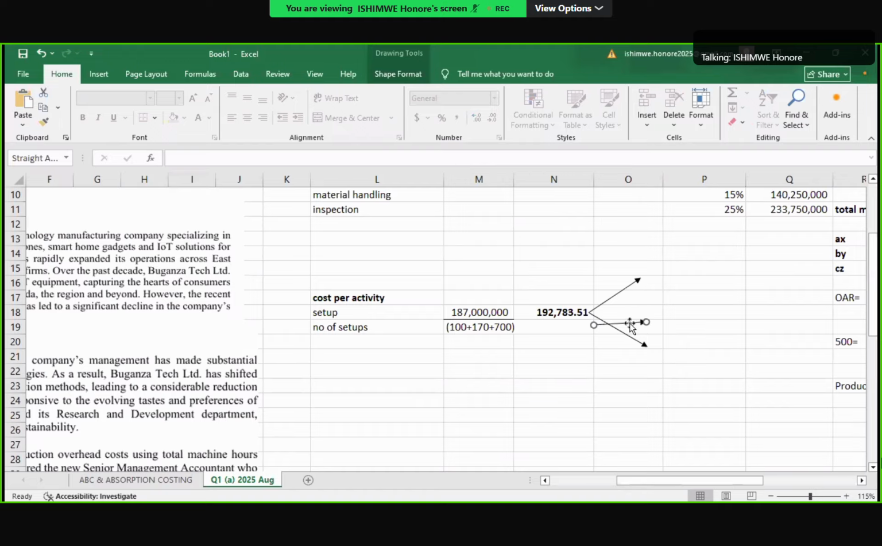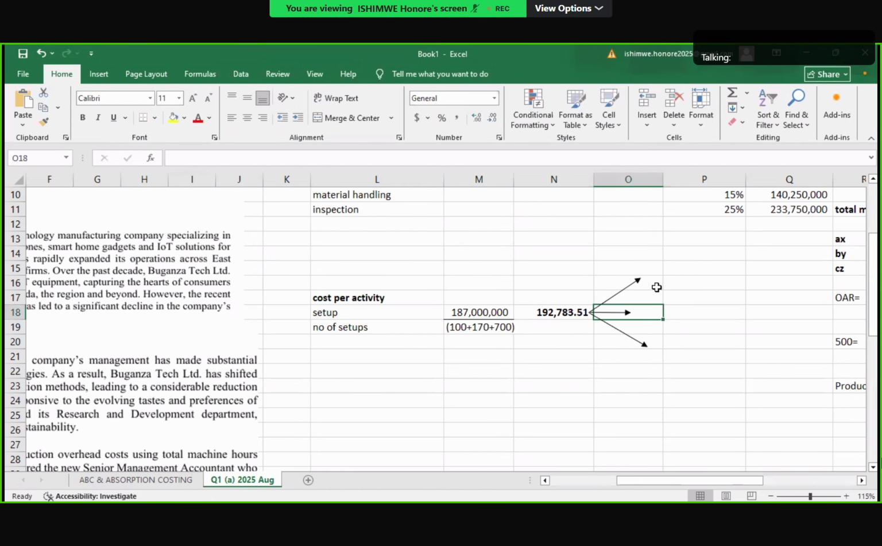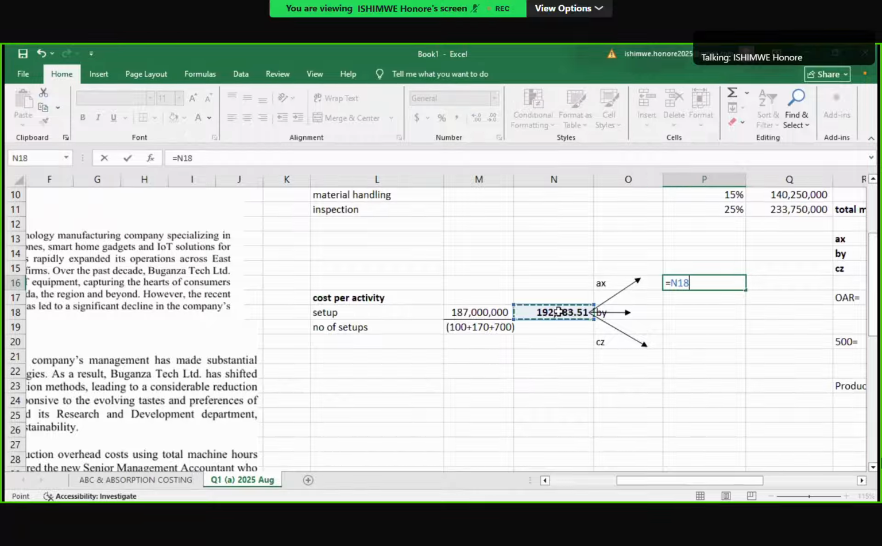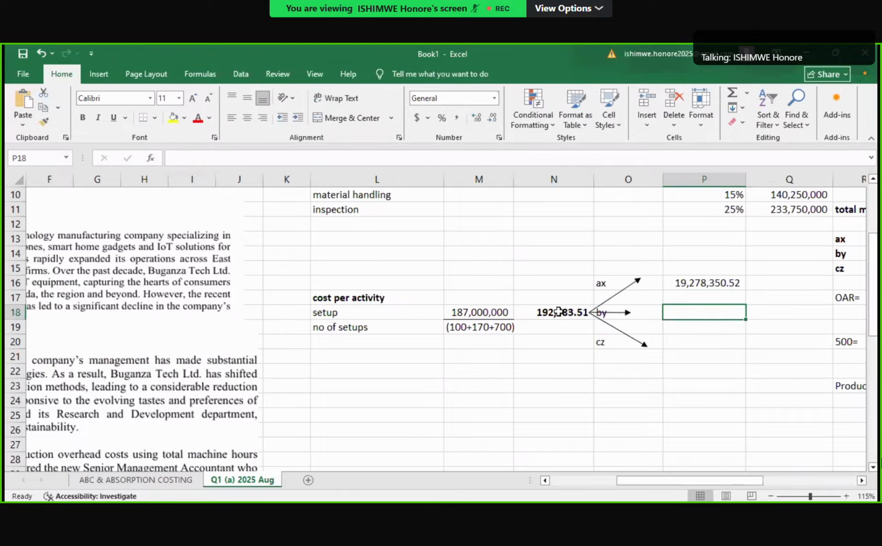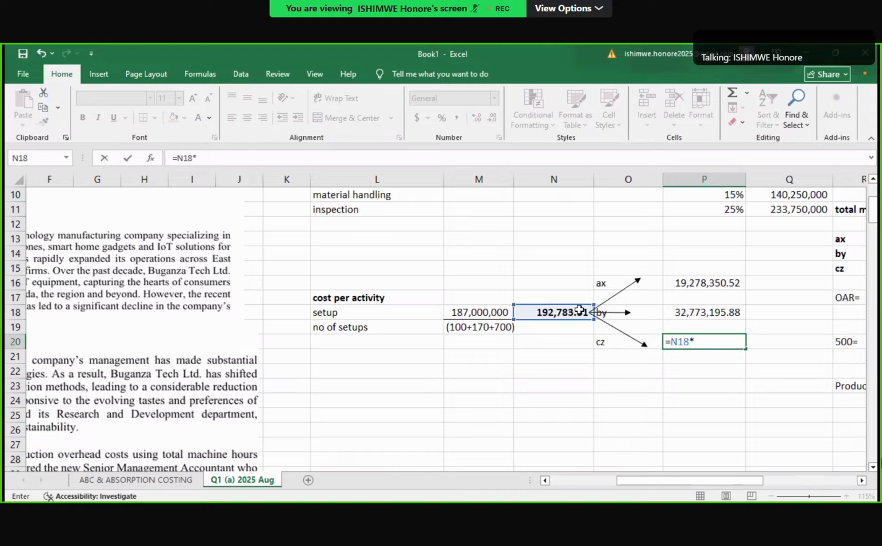What is 3 products? It is 3 products. This is AX. This is product BY, and this product is CZ. So here I take cost per activity times 100, here cost per activity times 170, and on CZ I take this one, then I multiply by 700.